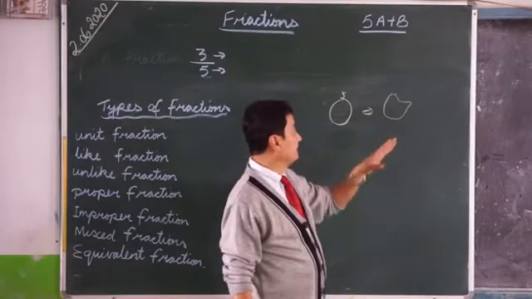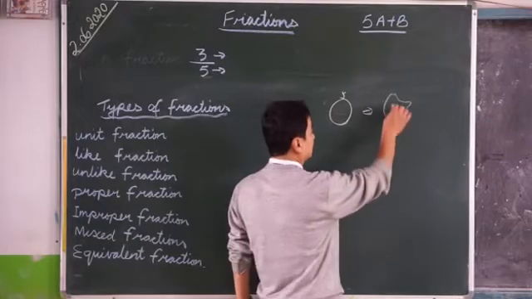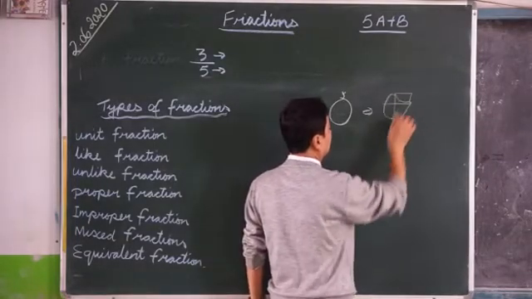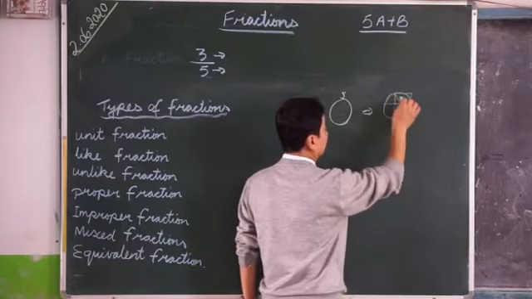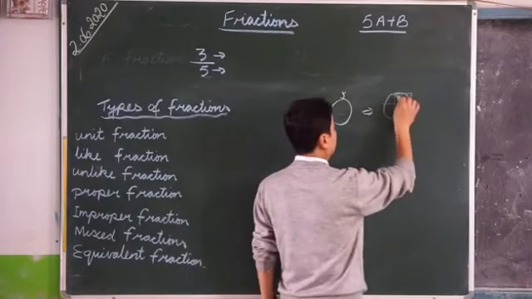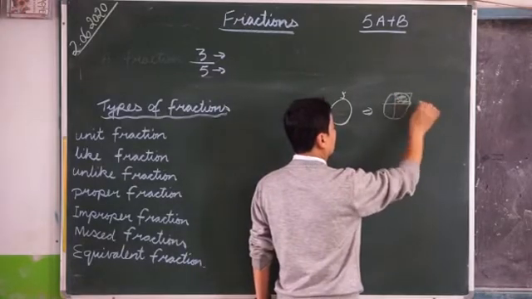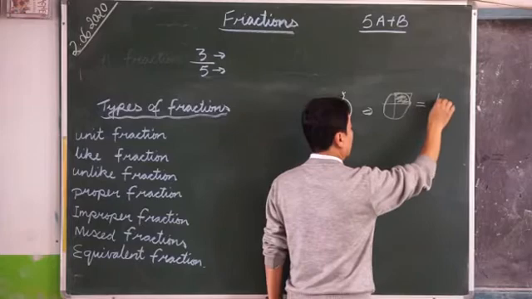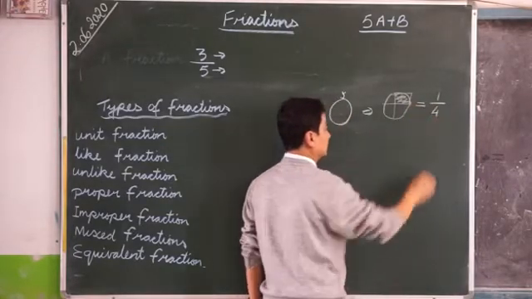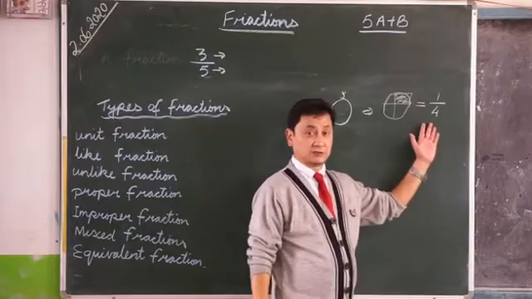So, say you have an apple of 4 parts, and you have eaten some. How many parts have you eaten? You have eaten 1 part. Okay? So, you have eaten how much? 1 upon how many parts? 4 parts. So, this is a fraction.